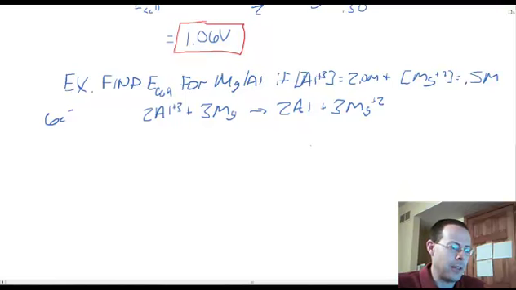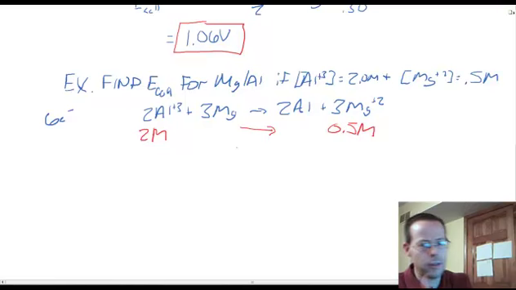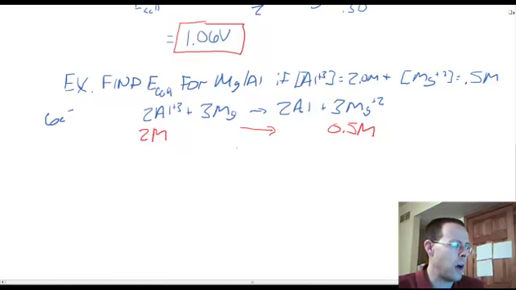So again, if we just eyeball this, what's going to happen to our voltage? Our magnesium concentration is 0.5, so it's less than standard, which is 1, and our aluminum is 2 molar, so it is more concentrated than it should be. So our equation is really going to shift to the products, and if it shifts to the products, we're going to have more electrons, so our voltage should go up, and we're going to see if that is indeed the case.